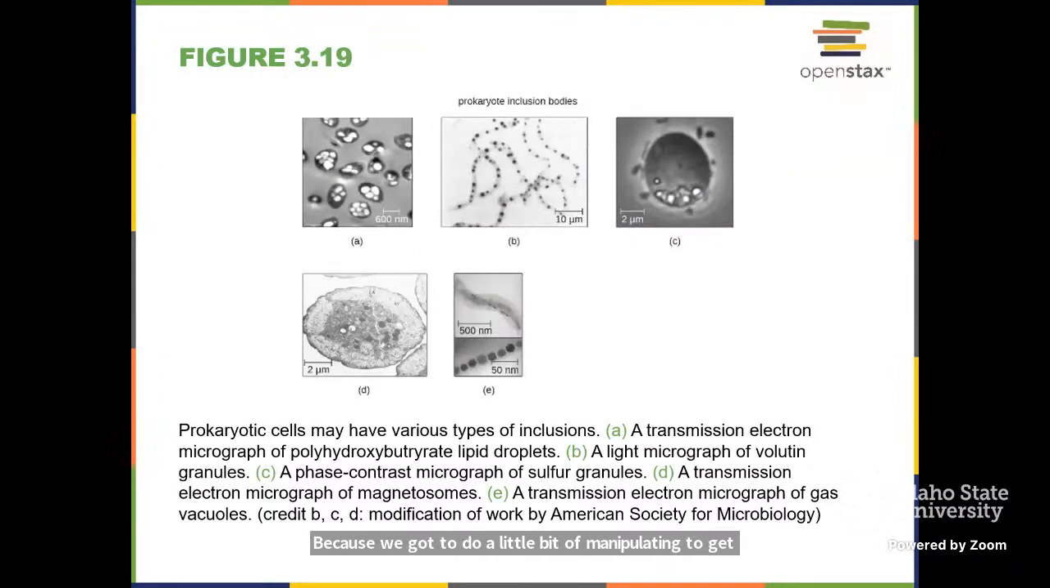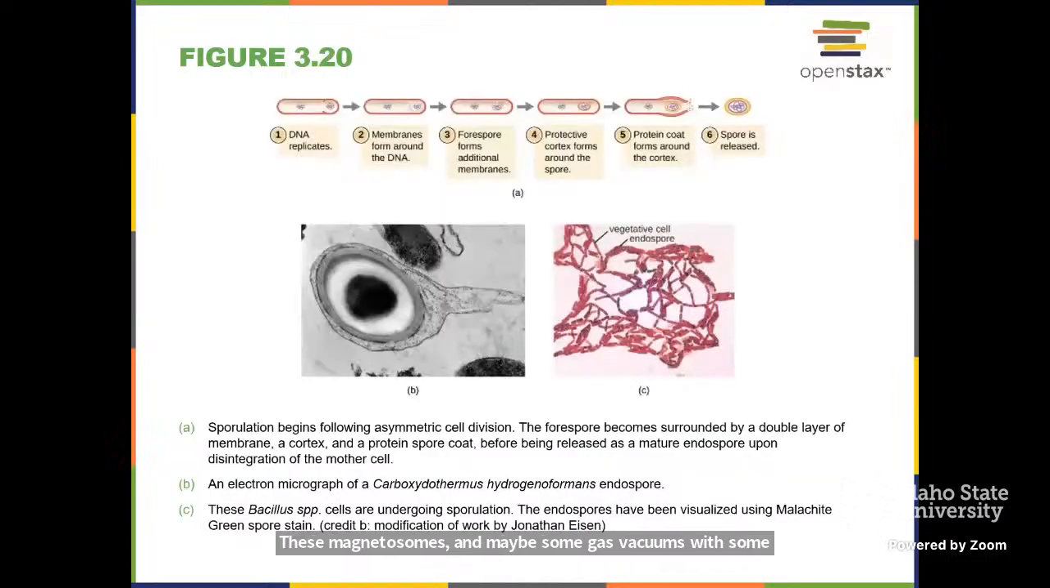So there are other types of things we may see. We showed a little of that, these inclusions. So different things that a cell may be harboring, some lipid droplets, different types of stain, these granules within there, some pigments, sulfurs, iron, these magnetosomes, and maybe some gas vacuoles with some others that we might think of as lending some buoyancy to somebody living out in a little pond.